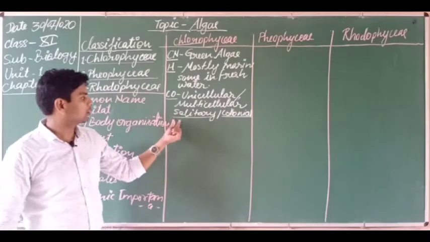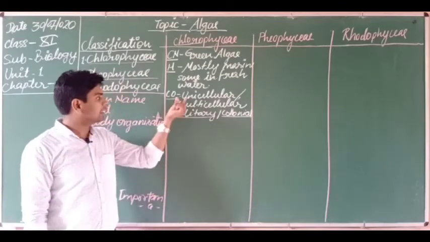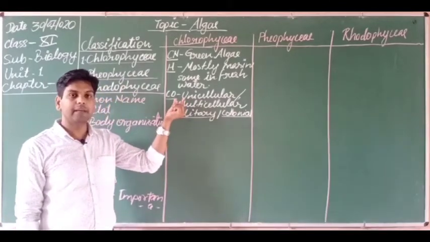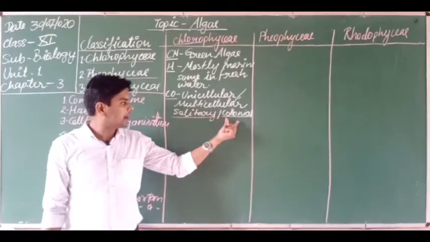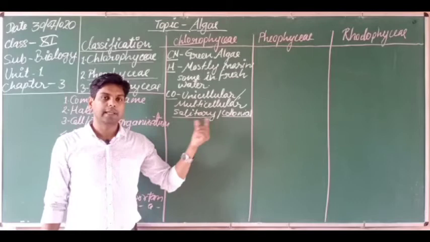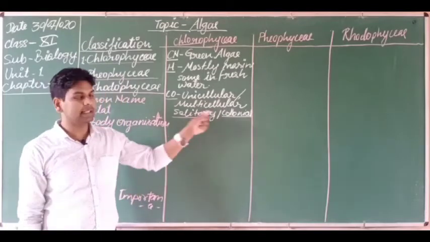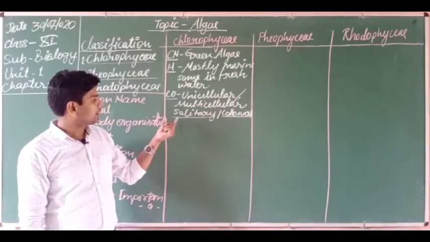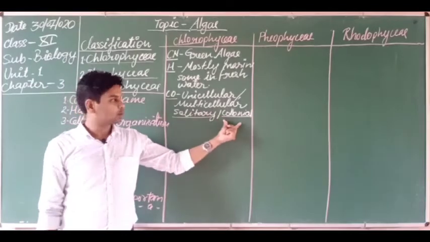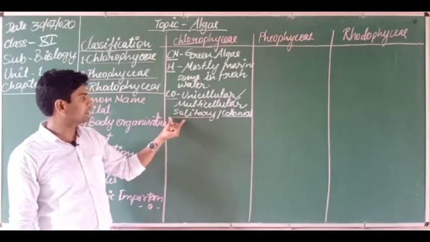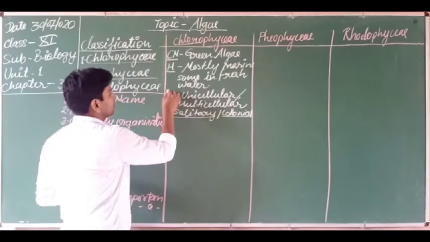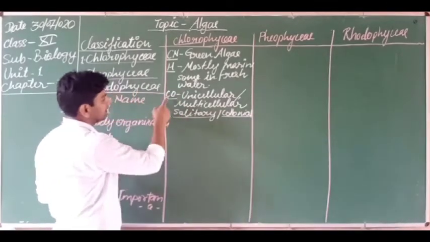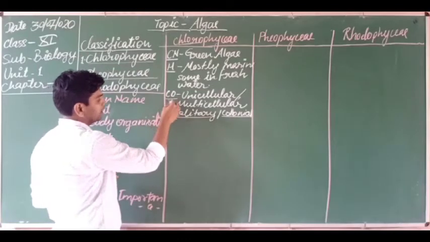Dear students, solitary means single. These unicellular algae may survive singly or they may be found in a group. So the group of unicellular algae is known as the colony. Okay, so that one is solitary or colonial. These are the bases on which they live together. So here this is the cellular organization or body organization.